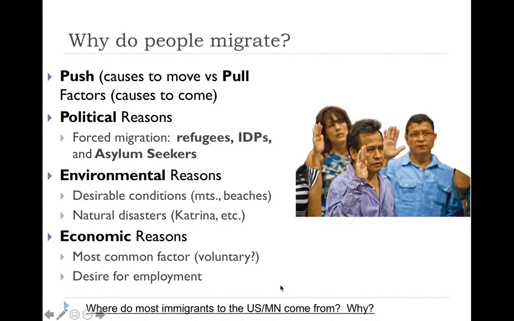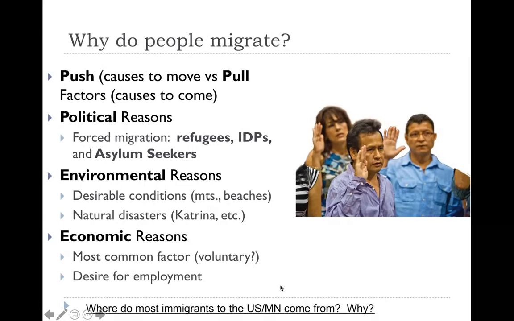Finally, we have economic reasons, and economic reasons are usually the number one factor for why people migrate. A lot of times we ask, could they be voluntary reasons? Sort of. But when we talk about economic, we're talking about the reason that you move is because you need a job. You need to have a job to make money for you and your family to survive. And so people that desire employment may leave a location that does not have a lot of jobs, or they may see a place that has a lot of jobs and decide that it would be best for them and their family to move there.